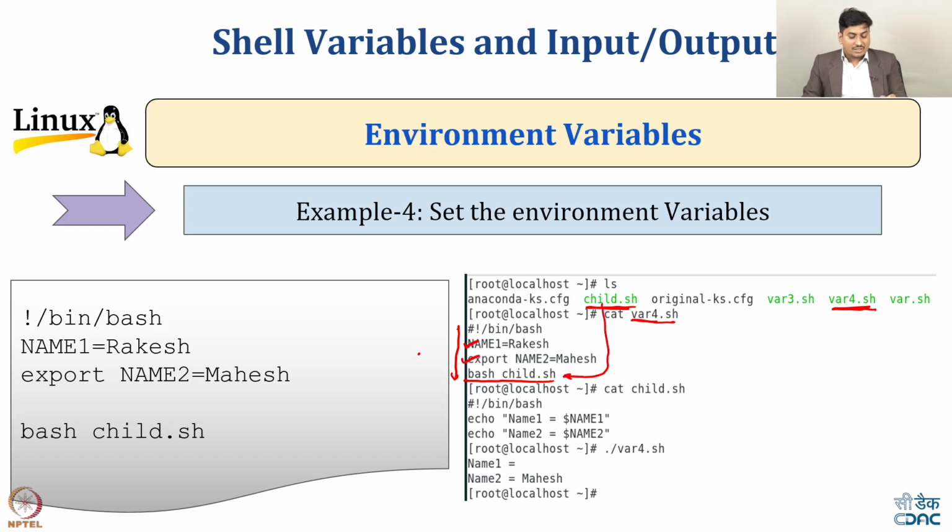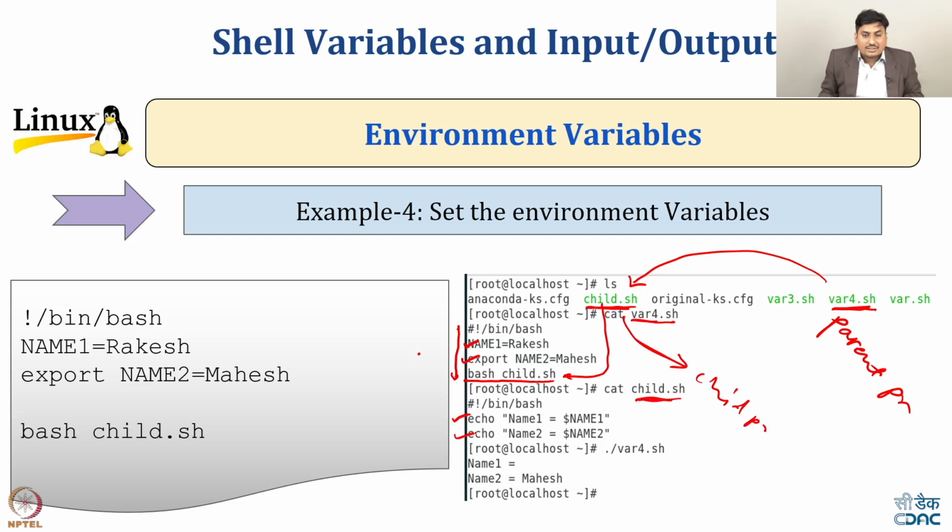So, it means that this is the parent script, parent process, we can say, or maybe the script, and within that particular script when I try to run this script, then this becomes the parent process, and within that particular script if I am calling another script, then it is the child process, right. So, when I try to see the contents of this child process, I am just echoing those names, right.